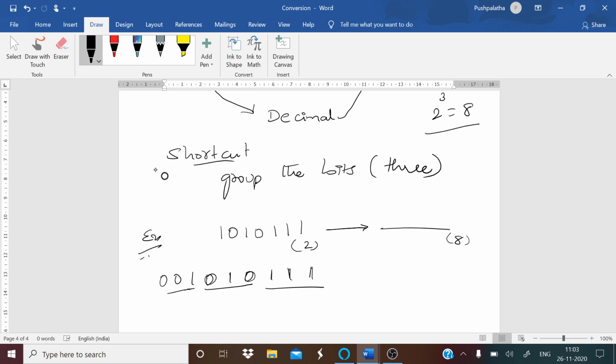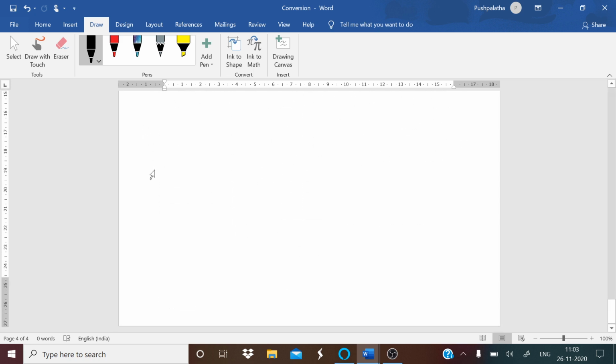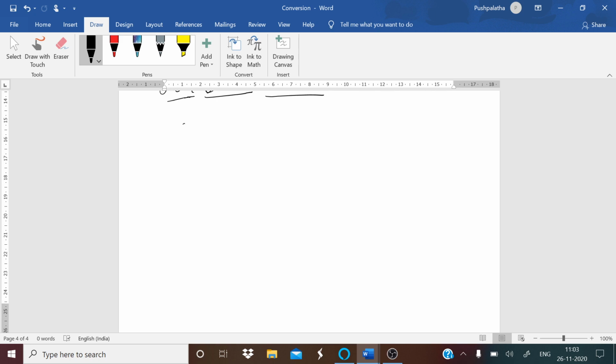Now, the representation of binary numbers to decimal. Just have a glimpse of that. For example, 3 bits. This is your 3-bit number: 0, 0, 0. That is 2 to the power of 3, right? We had said 2 to the power of 3 means 8. So you are representing it as 3 bits. So this is represented as 0.